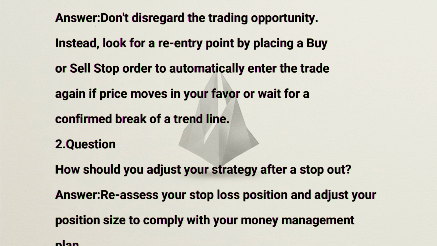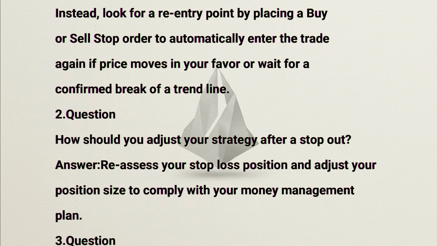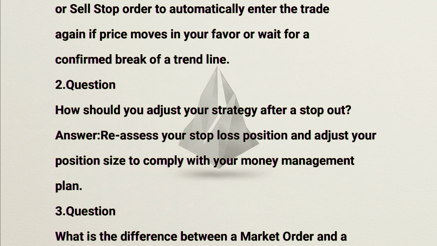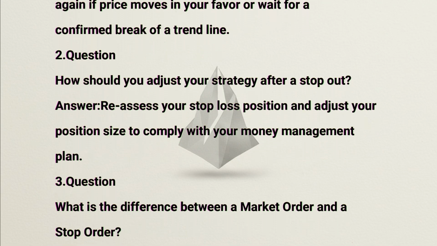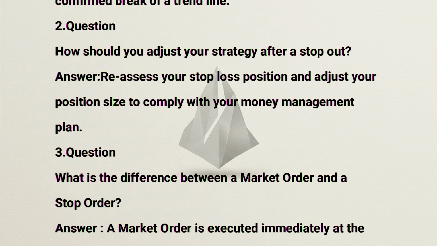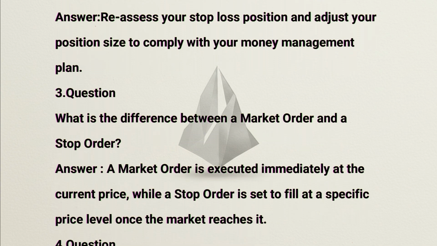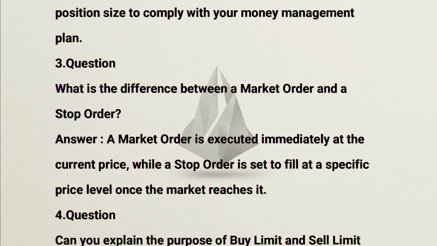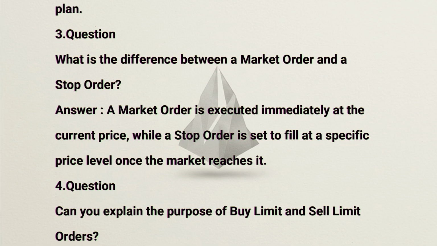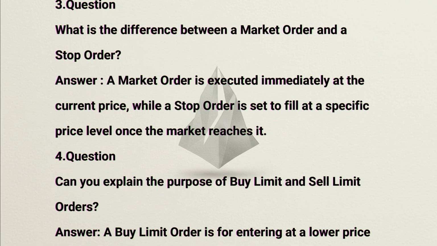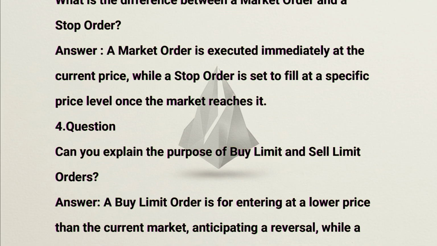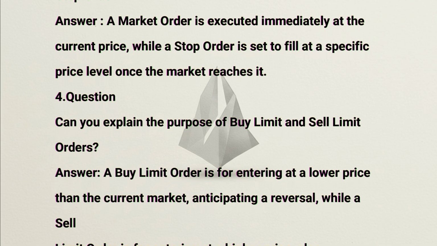2. Question: how should you adjust your strategy after a stop out? Answer: reassess your stop-loss position and adjust your position size to comply with your money management plan. 3. Question: what is the difference between a market order and a stop order? Answer: a market order is executed immediately at the current price, while a stop order is set to fill at a specific price level once the market reaches it.